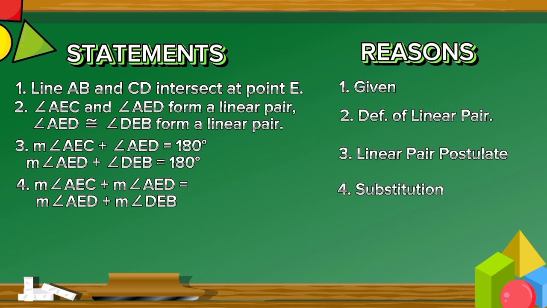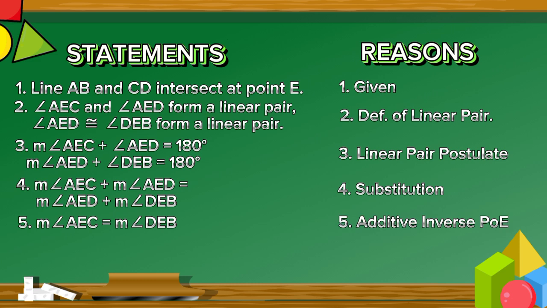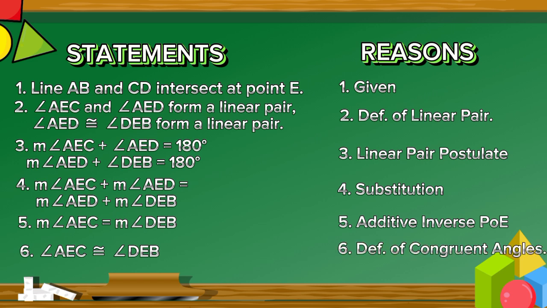By subtracting the measure of angle AED from both sides, that gives us the measure of angle AEC is equal to the measure of angle DEB. This step uses the subtraction property of equality. Now that we know the measures are equal, we can say that the angles are congruent. So angle AEC is congruent to angle DEB. This is based on the definition of congruent angles.